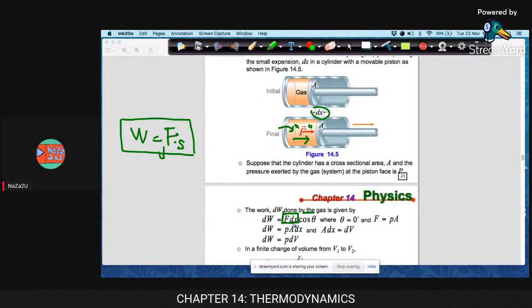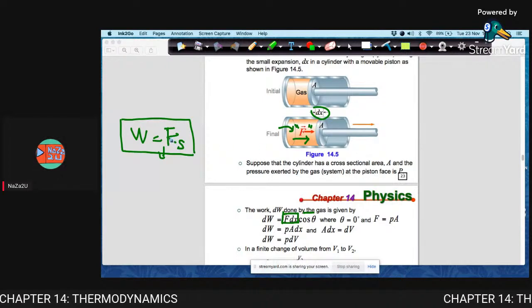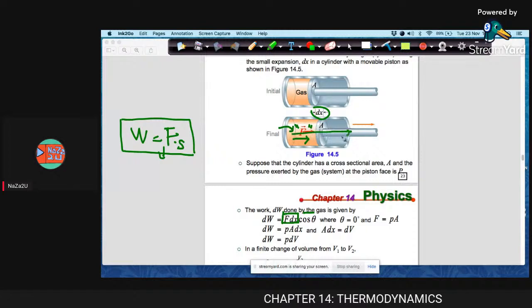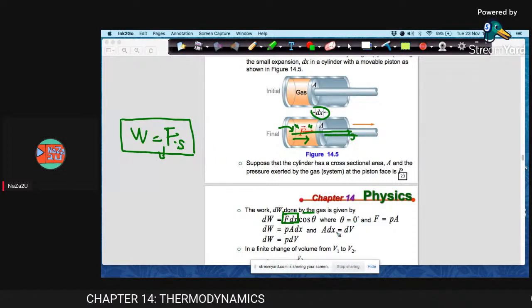That's why this is F ds cos theta. This is the angle between force and s. This is parallel because this is the direction of the force and this is the direction of the displacement. That's why theta is equal to 0.